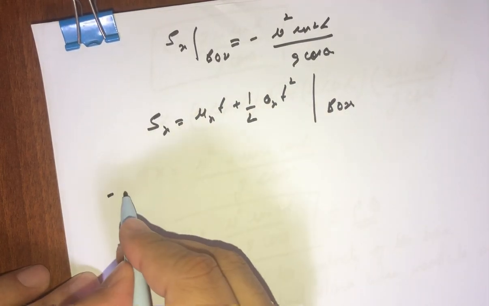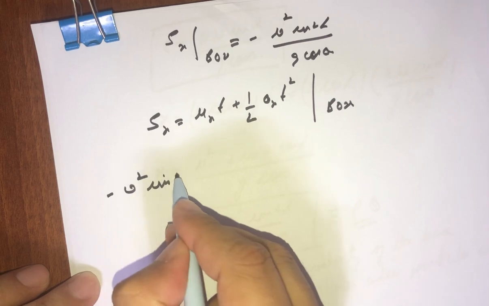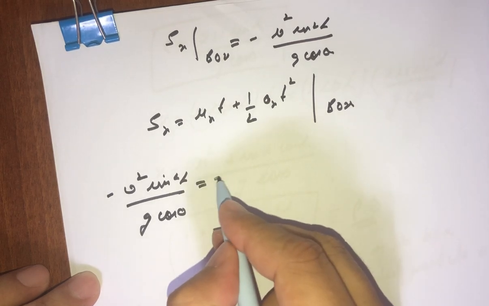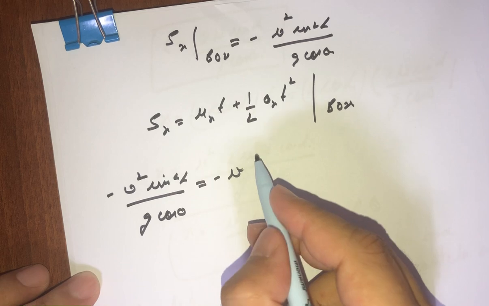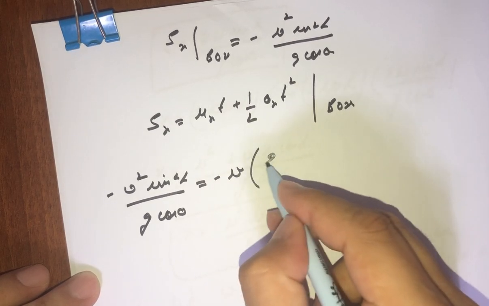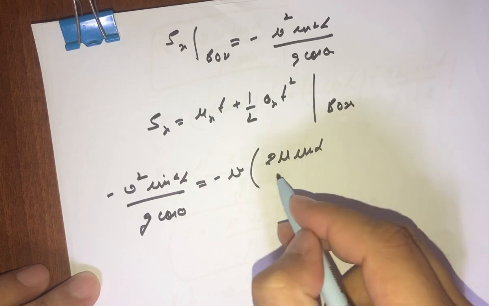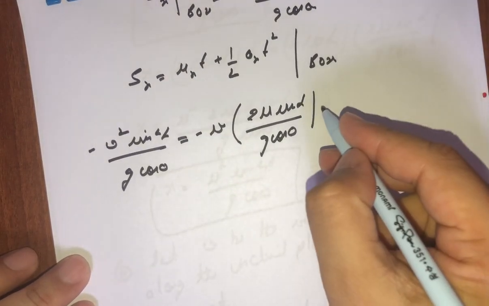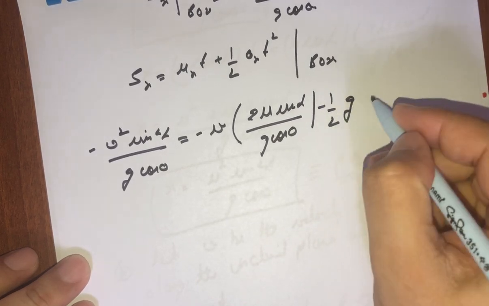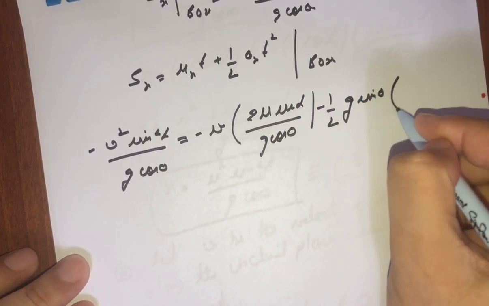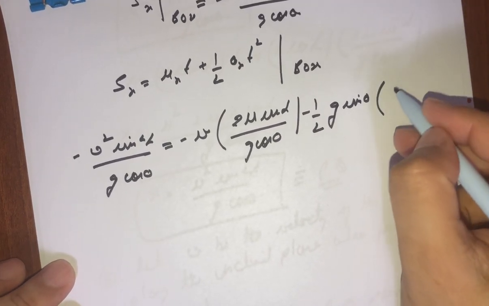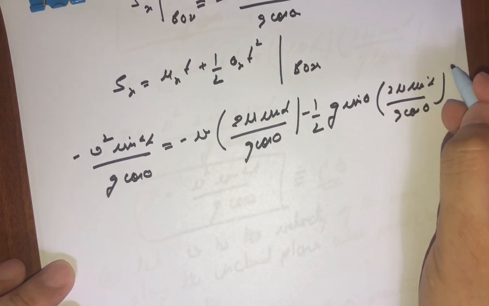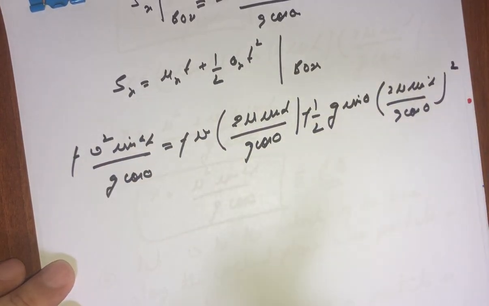we put the values and get minus u square sine 2 alpha divided by g cos theta is equal to ux, which is minus v, times time, which is 2u sine alpha divided by g cos theta, and minus half g sine theta multiplied by t square, so 2u sine alpha divided by g cos theta whole square. So the minus cancels out entirely, and everything becomes positive.